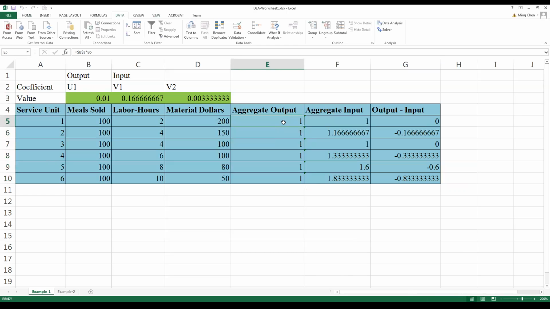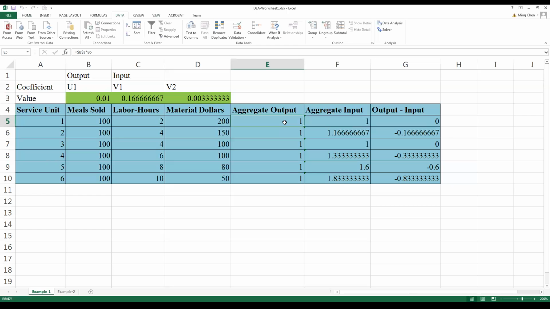1 means 100. 100 means service unit 1 is efficient. So we don't have to do anything about it. Service unit 1 is doing a good job. We don't have to worry about it because it's 1. 1 means 100%. 100% good, efficient.